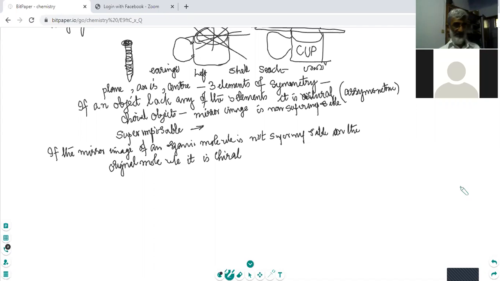Let me make a simple methane molecule. Let me make two methane molecules. Here is one methane. I'll make two methane molecules. And see here.